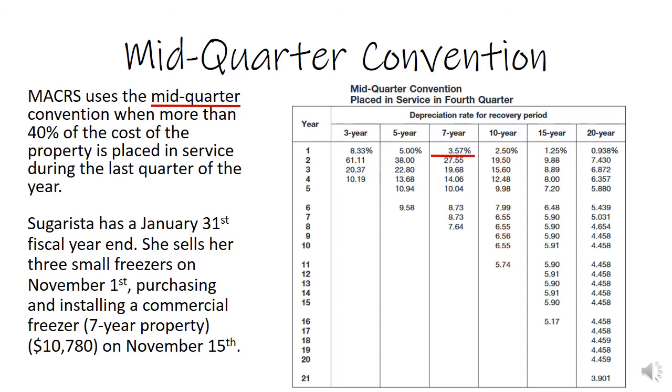The Sugarista's property is 7-year property, and we're computing the depreciation for the first year. We'd find the appropriate location on the table and multiply that by the cost of the property. In this case, we take 3.57% of the purchase price of the freezer of $10,780.